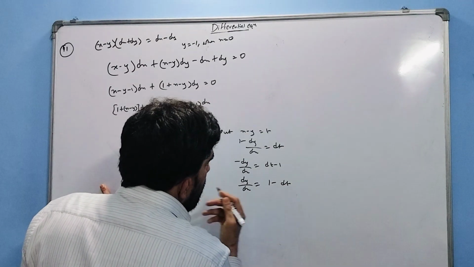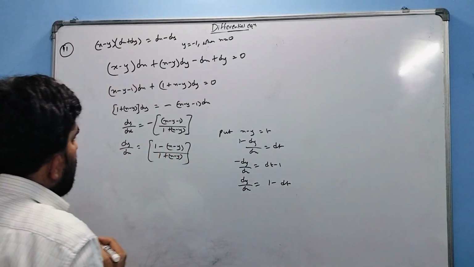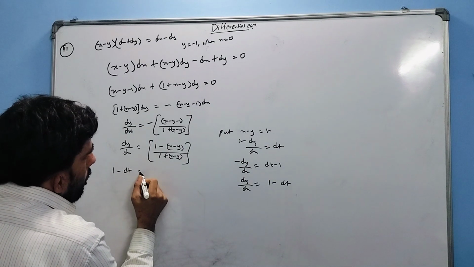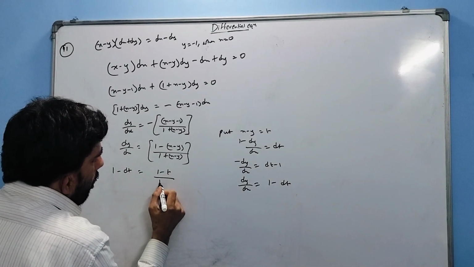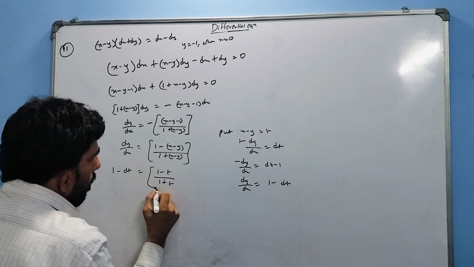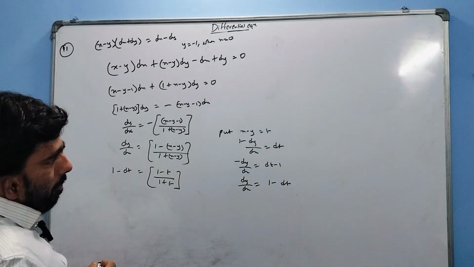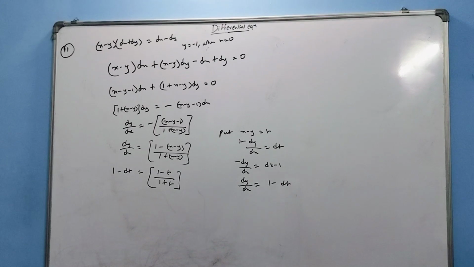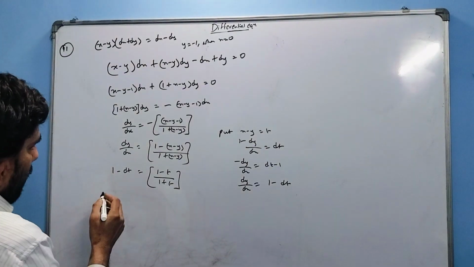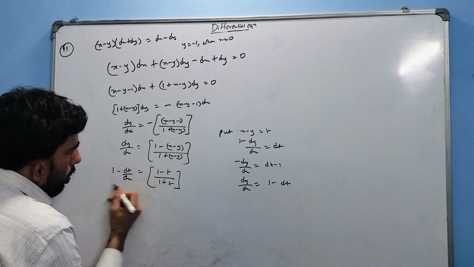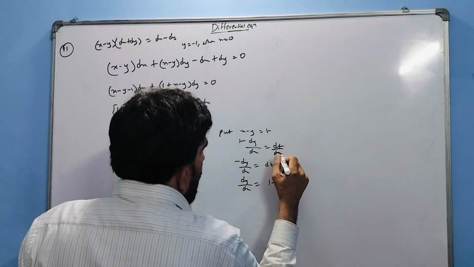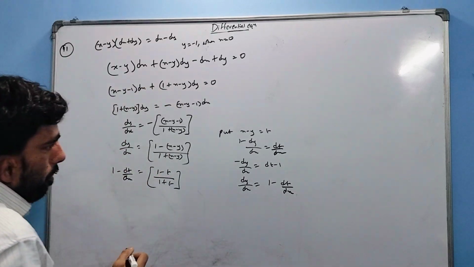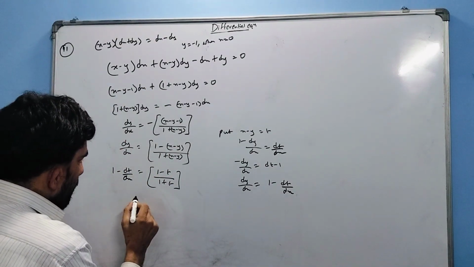Okay, so now I can write it as 1 minus dt is equal to 1 minus t upon 1 plus t. Okay, so I have this. So we have, now we can consider this. So now we'll have dt upon dx. So we have 1 minus dt upon dx is equal to, take the minus sign common as it is.